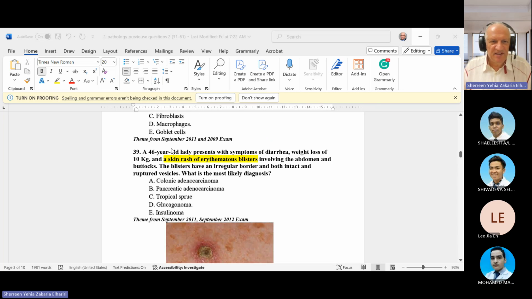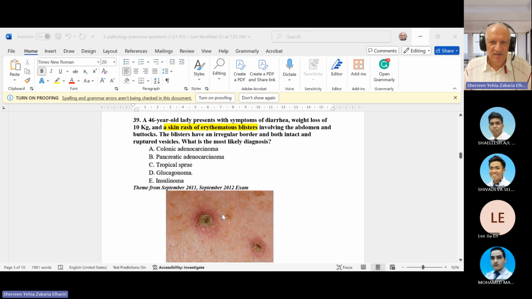Next question, 39. In some questions you have a picture, so I will show you the picture later. A 46-year-old lady presented with diarrhea, weight loss of 10 kilos, and a skin rash of erythematous blisters involving the abdomen and the buttock. These blisters have a regular border and both intact and ruptured vesicles. What is most likely? This is not a common disease, and this is the picture.